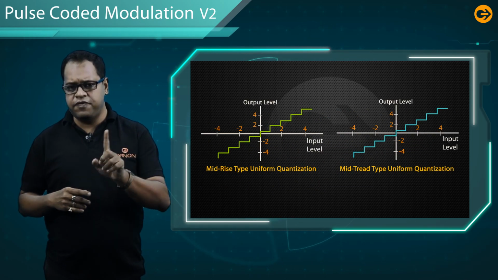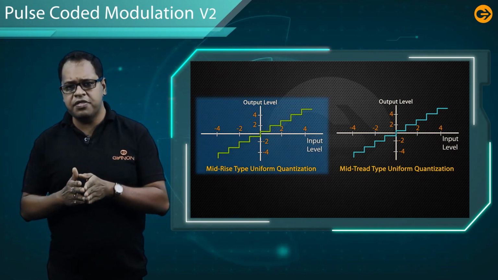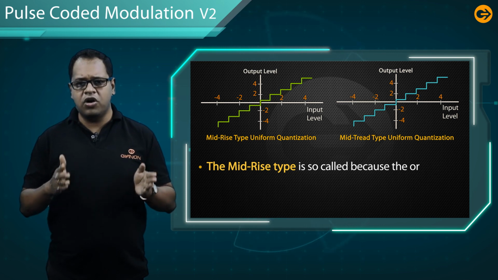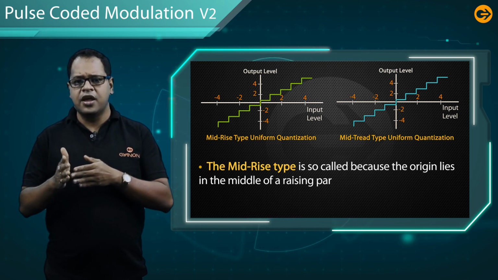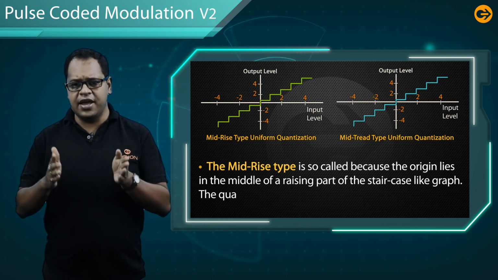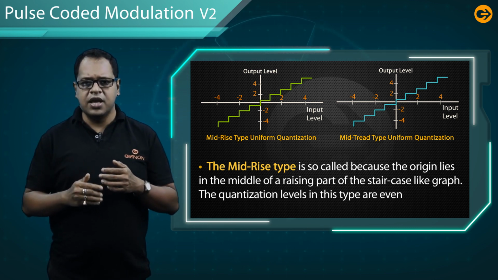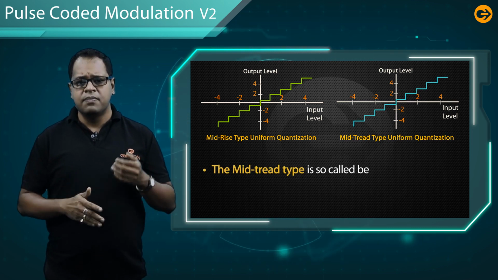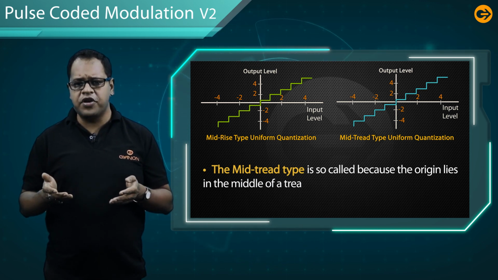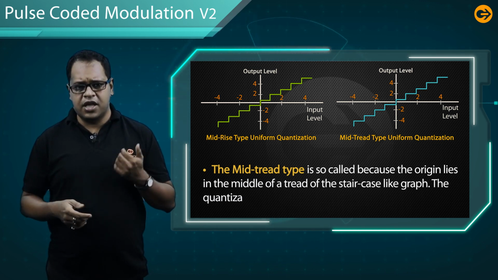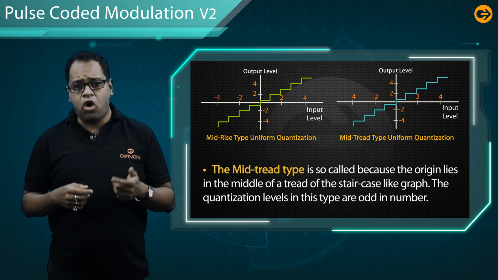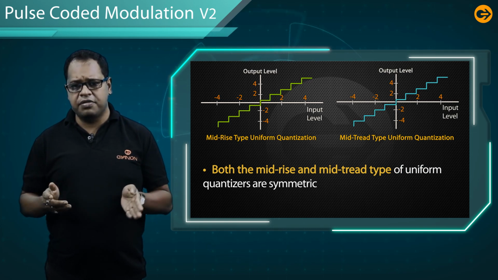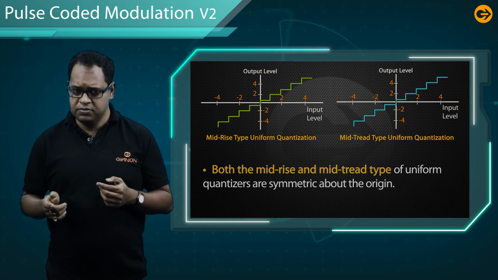There are two types of uniform quantization. They are mid-rise and mid-tread type. The mid-rise type is so called because the origin lies in the middle of the rising part of the staircase-like graph. The quantization levels in this type are even in number. The mid-tread type is so called because the origin lies in the middle of a tread of the staircase-like graph. The quantization levels in this type are odd in number. Both the mid-rise and the mid-tread type of the uniform quantizer are symmetric about the origin.